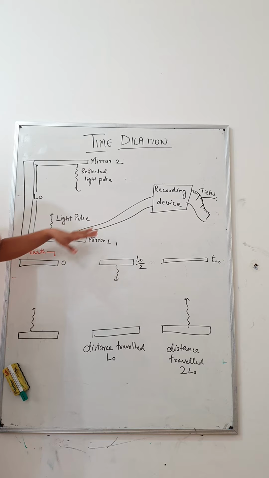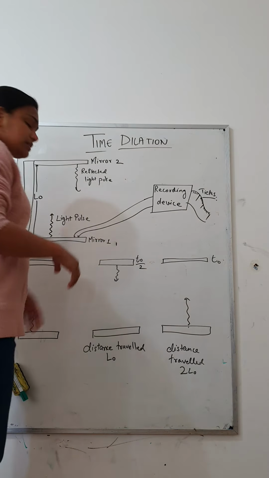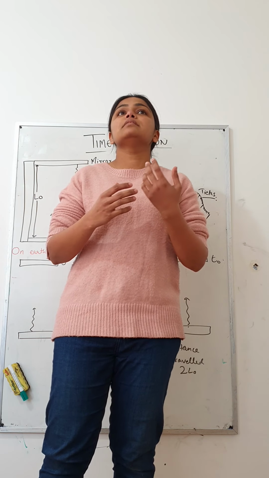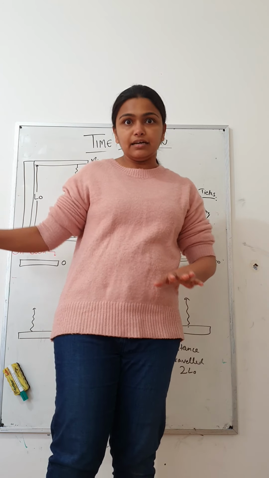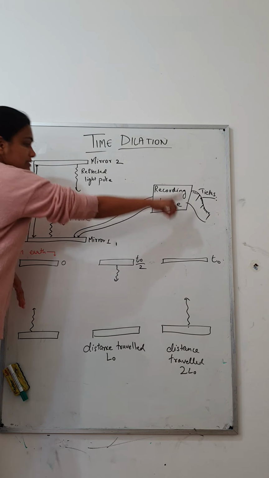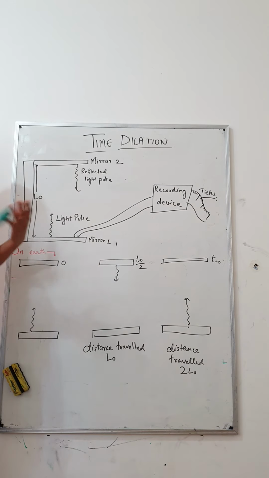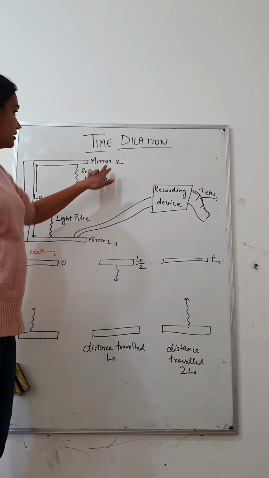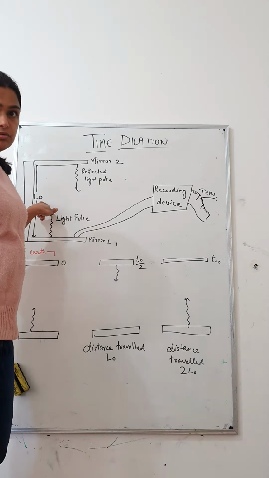Let's see the construction of the clock we will be using for this derivation. This is a thought experiment, something which we think through. These kinds of experiments have been done, but this one is a thought experiment. This is the clock we will be using in our derivation. How does this clock work? There are two mirrors, mirror 1 and mirror 2. The distance between the two mirrors is L0.